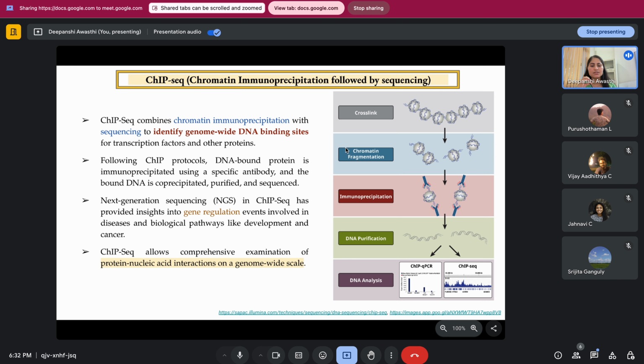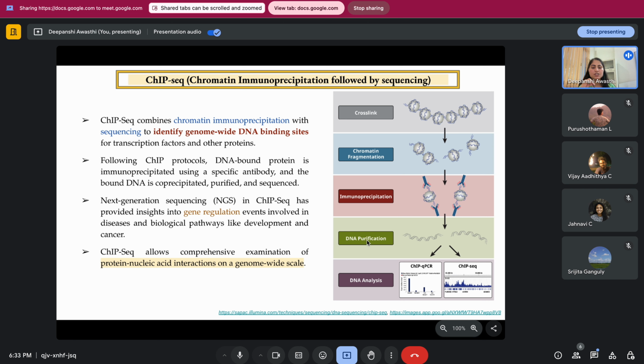The second step is chromatin fragmentation. We will fragment that chromatin because we cannot sequence the entire chromatin in a single go. Then we will do immunoprecipitation. In immunoprecipitation, we will take antibodies which are specific to those histone proteins. They will bind these histone proteins. So the regions of the DNA which are not cross-linked to protein are removed. We will only focus on those regions which are cross-linked with the protein and ultimately do immunoprecipitation.